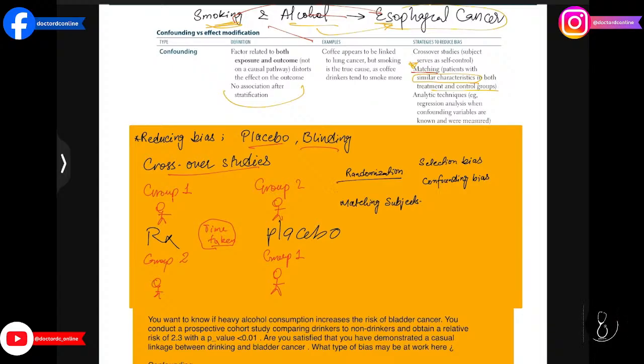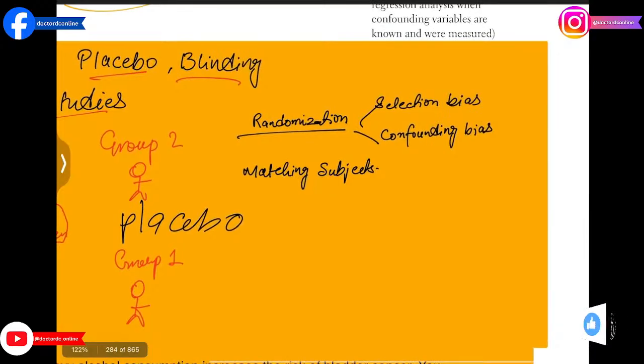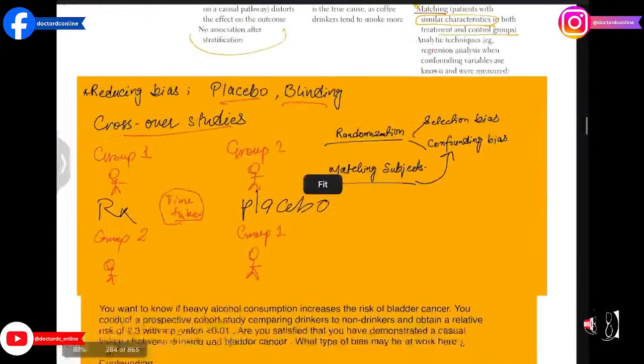Randomization is also highly effective, especially against selection and confounding bias. And matching subjects so that groups differ by only one important variable. That's another good strategy. All right.